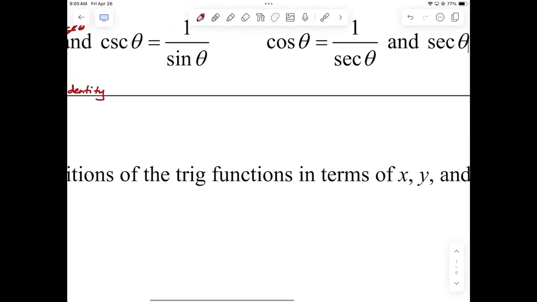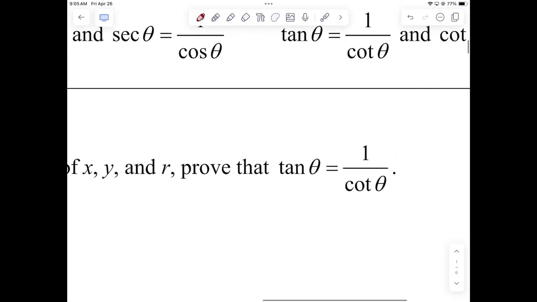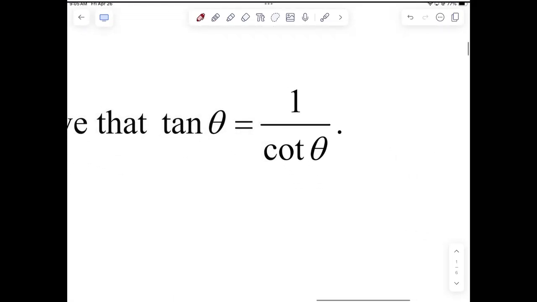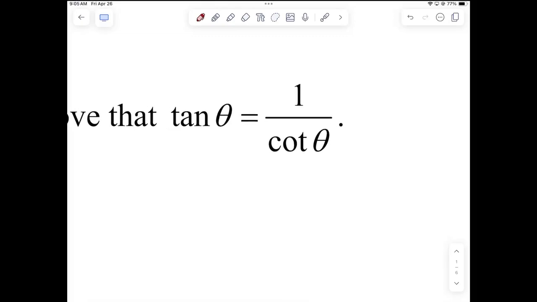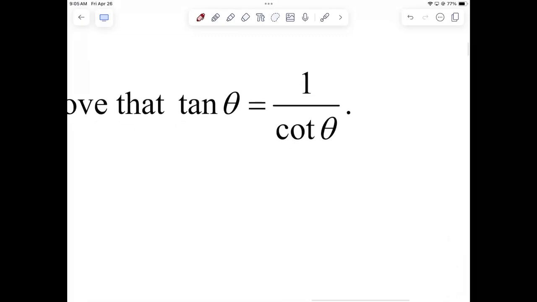Example 1. Using the definitions of the trig functions in terms of x, y, and r, prove that tangent is 1 over cotangent. Okay, so I'm going to introduce you to the idea of proof. We know that this is true. We've been using this, but how do you prove to someone mathematically that it's true? Proof is a very, very, very tough thing mathematically, right?